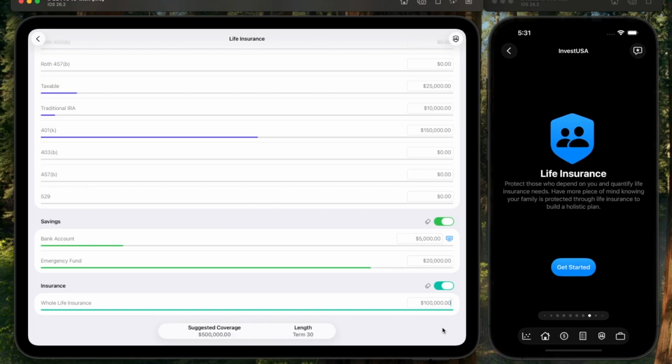So hopefully this tool will help you buy the right policy for your family and make sure you're not over or under protected.